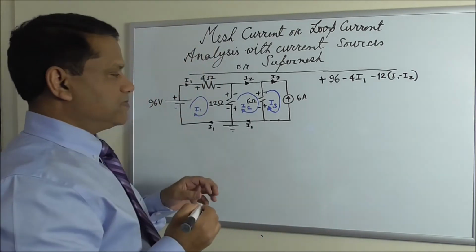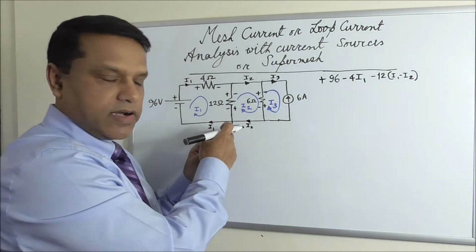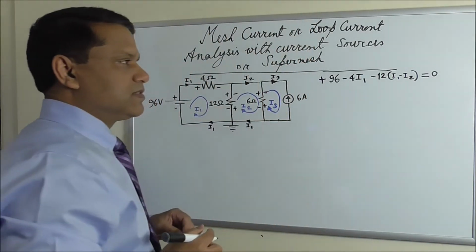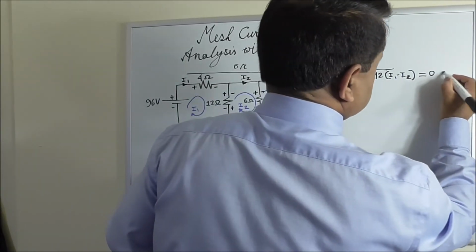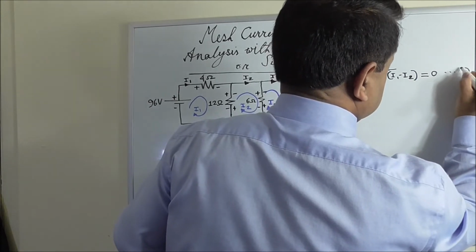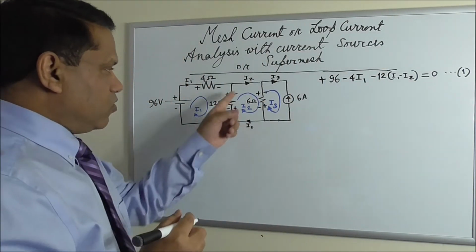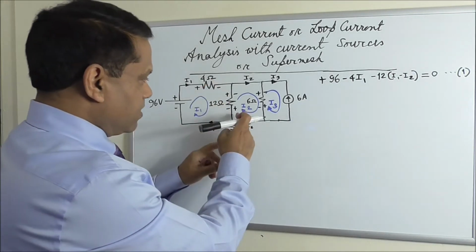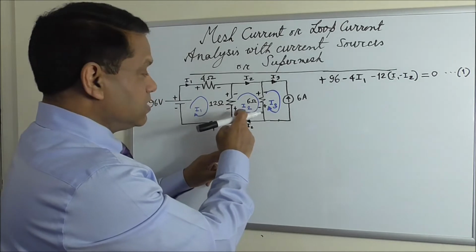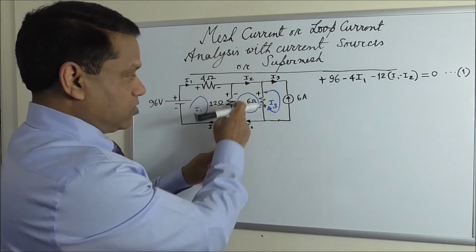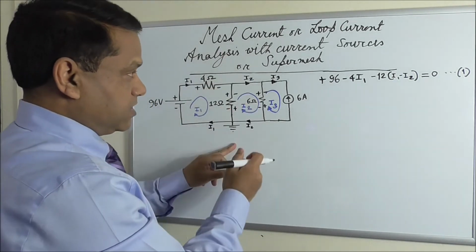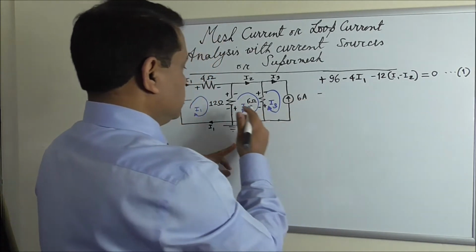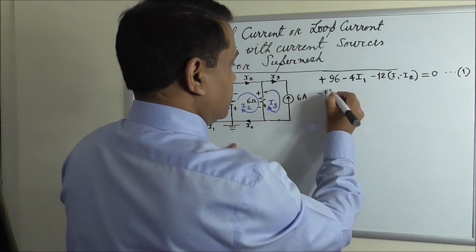I1 minus I2. And we have come back to the starting point, so equal to 0. So this is our first equation. Now for this loop, we start again at the ground node and go clockwise. Here we will consider the current is I2 minus I1. So this will be the polarity or voltage drop in the upward direction. So it will be minus 12 (I2 minus I1).